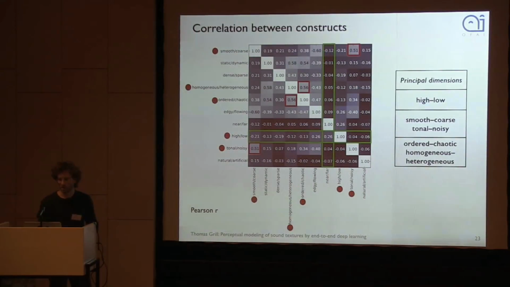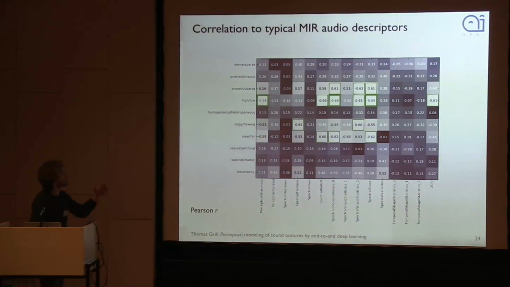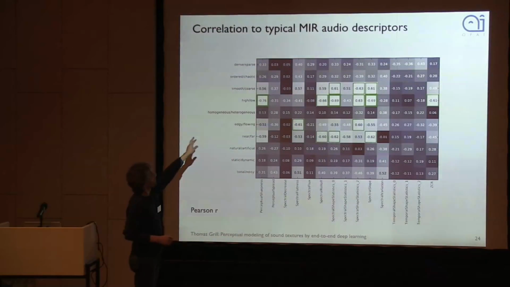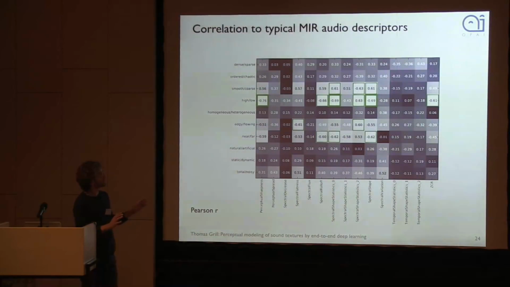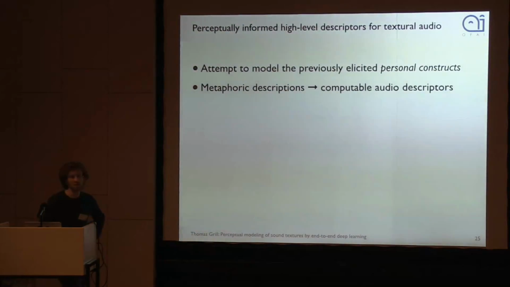There's a temporal quality. We've also done an analysis of how to relate this to MIR audio descriptors. Actually, this was before the publication of the Timbre Toolbox descriptors, but it's very related. You can see that there is only a high correlation for the quality of high and low. And the other qualities are rather poorly represented by the traditional MIR audio descriptors. So the question is, can we come up with better descriptors that allow us to quantify the experience of the qualities?